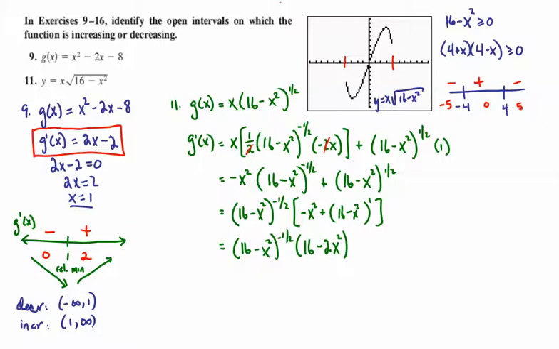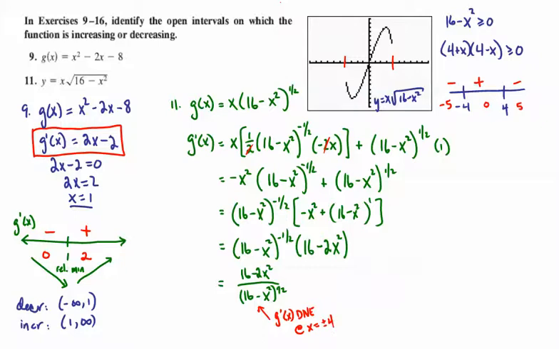Now since the 16 minus x squared to the negative 1/2 has a negative exponent, that can be put into a denominator: 16 minus x squared to the 1/2, and the numerator would be 16 minus 2x squared. So recall that a rational function is 0 when its numerator is 0, and it's undefined when its denominator is 0. In this case, the denominator, we can say that g prime of x does not exist at x equals plus or minus 4.